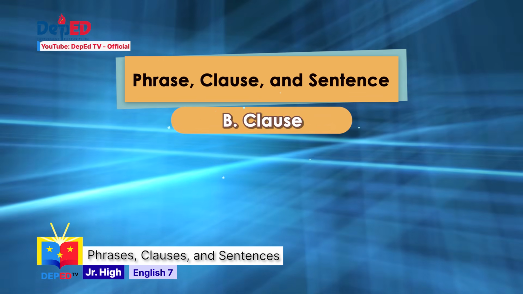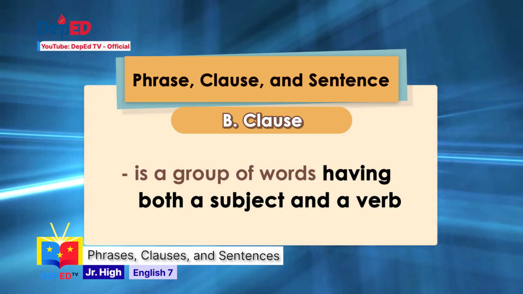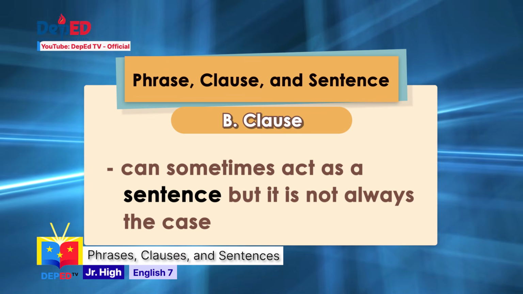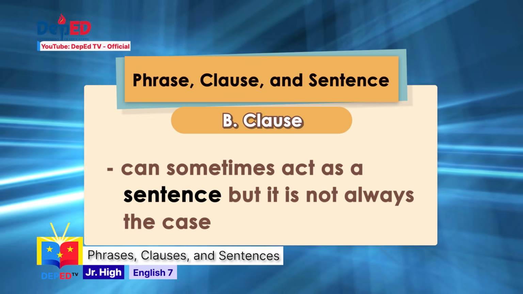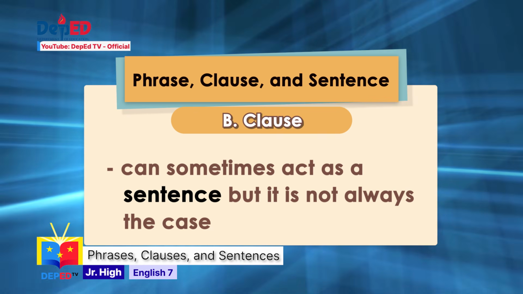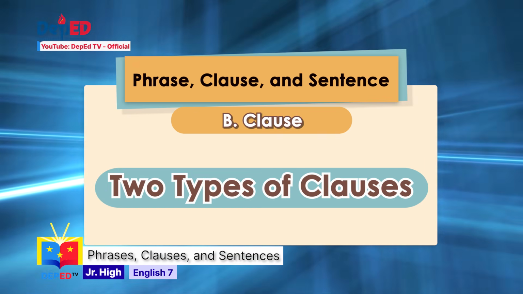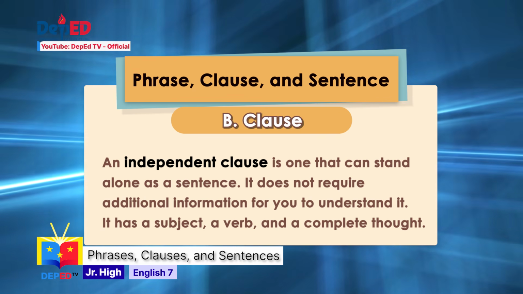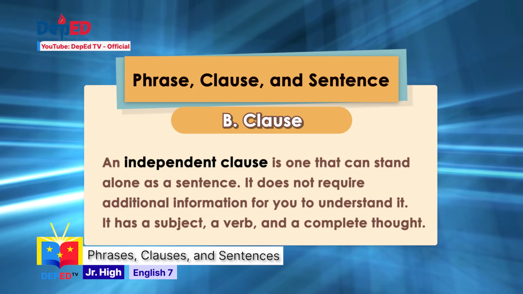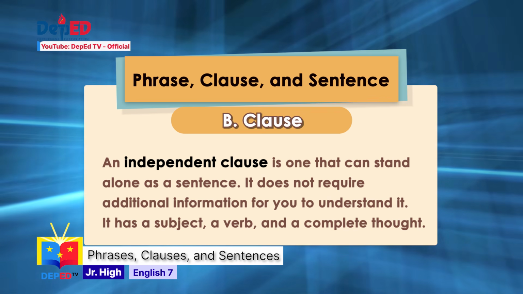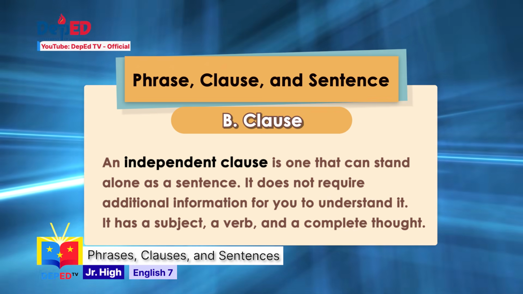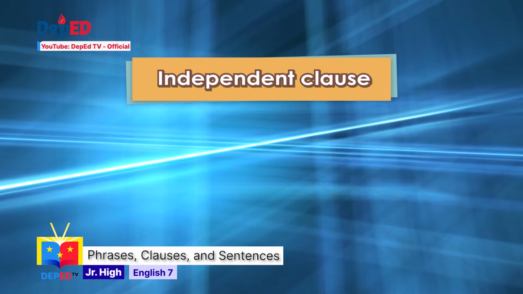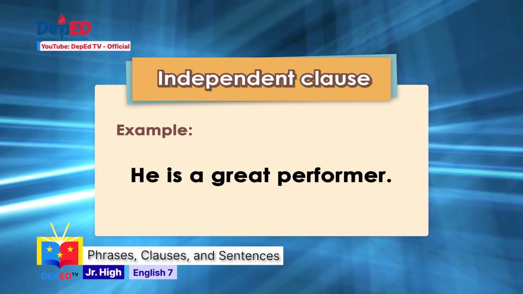Letter B, clause. A clause is a group of words having both a subject and a verb. It can sometimes act as a sentence, but it is not always the case. 2 types of clauses. An independent clause is one that can stand alone as a sentence. It does not require additional information for you to understand it. It has a subject, a verb, and a complete thought. Example, he is a great performer.